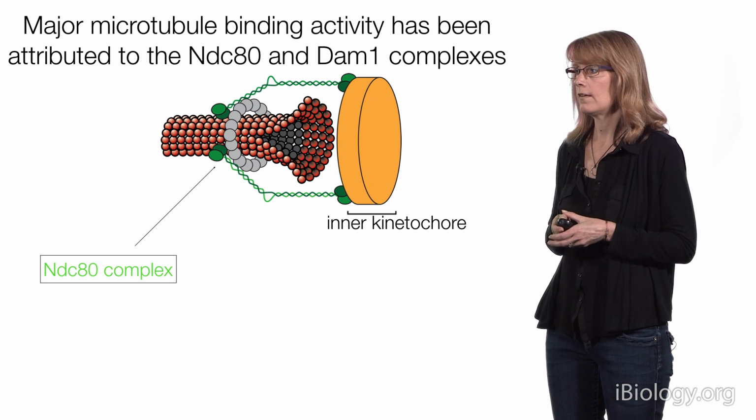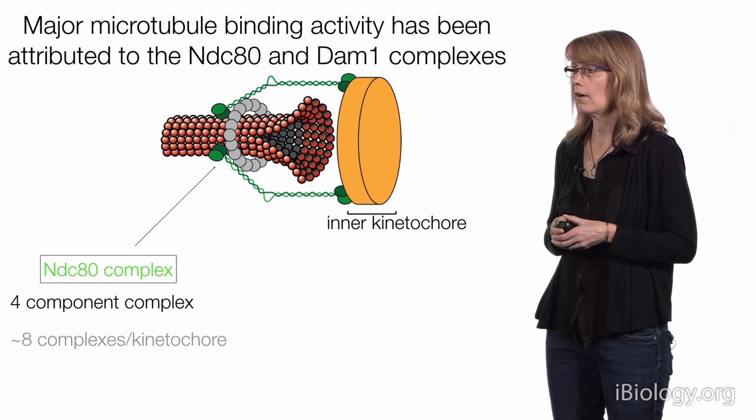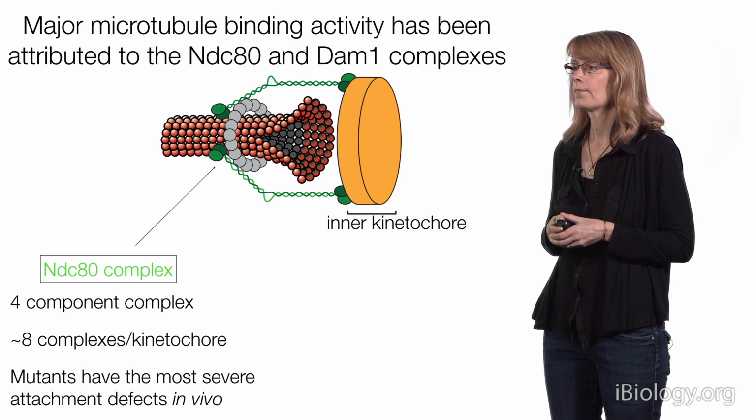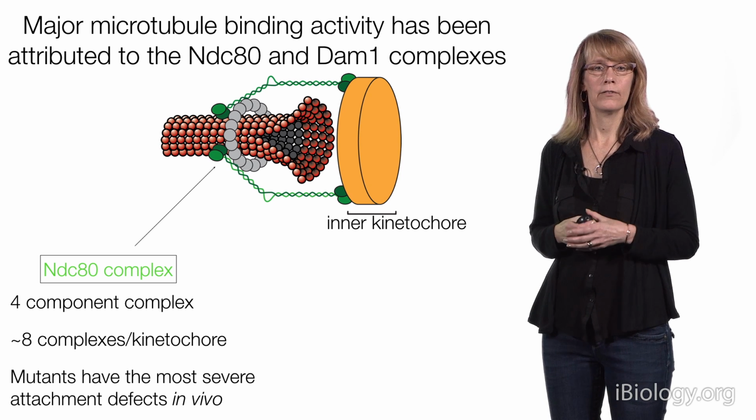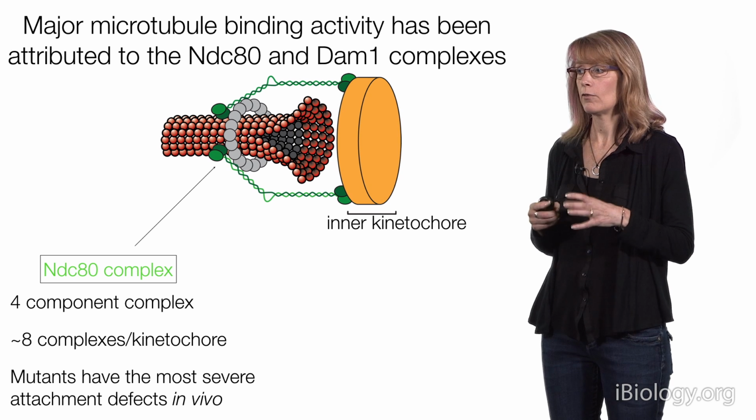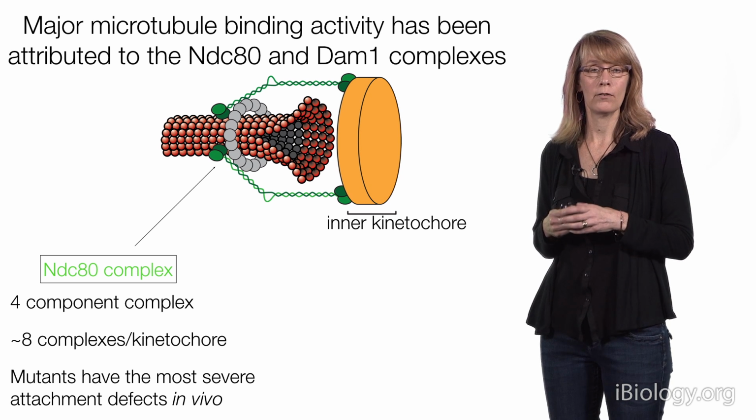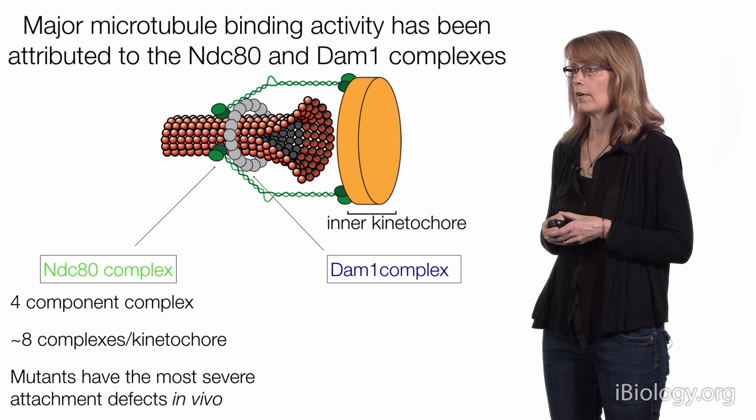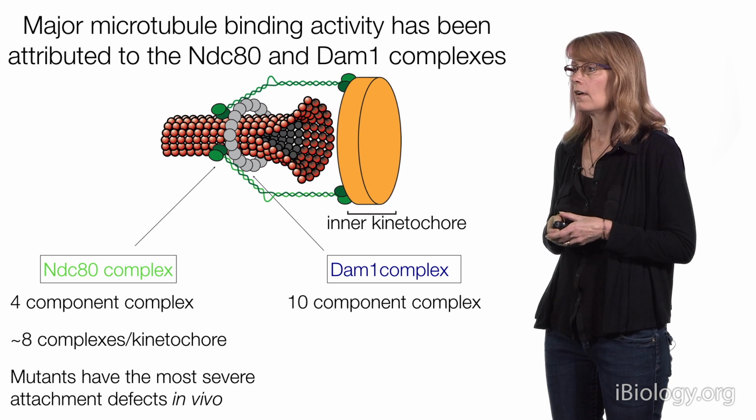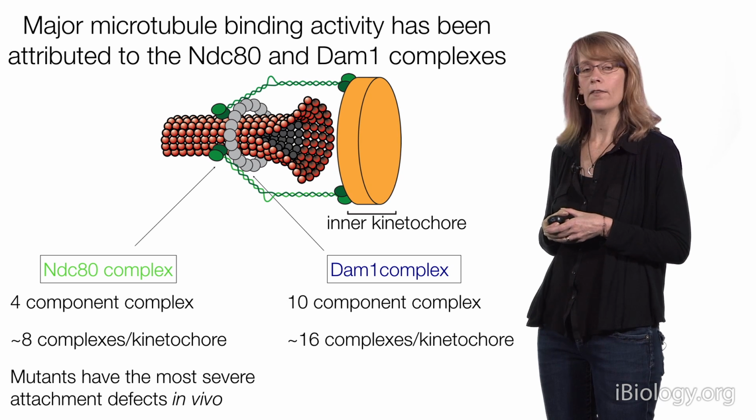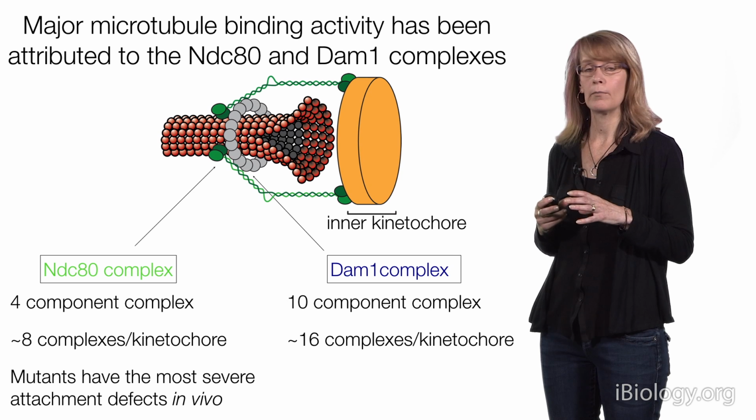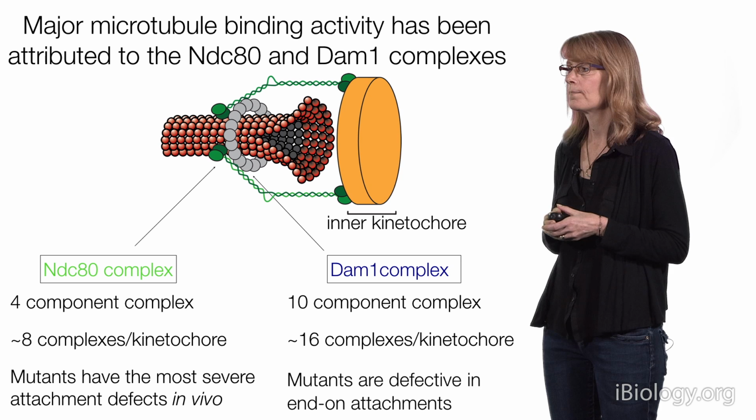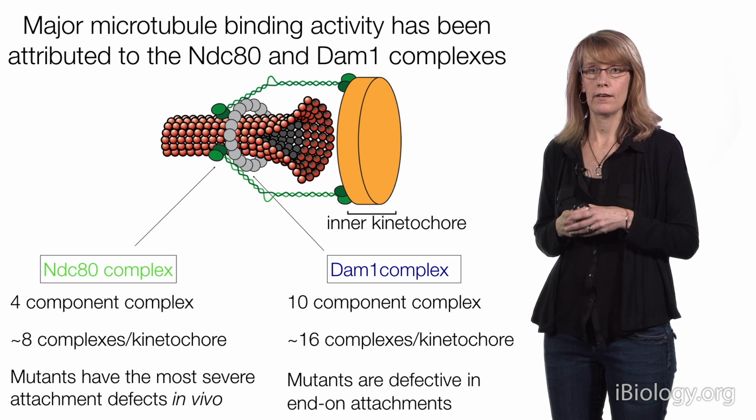In green is the NDC80 complex. This is a 4-component complex, and there are about 8 of them in a single yeast kinetochore. Mutants in vivo have the most severe attachment defects, which is one of the reasons this has been considered to be the major microtubule binding component of the kinetochore. Now, the DAM1 complex is shown as this ring here. It's a 10-component complex, and we think there are about 16 of them in a kinetochore that can form a ring around the microtubule, and that was nicely shown by the Nogales and Harrison labs. And mutants in vivo are defective in end-on attachments.